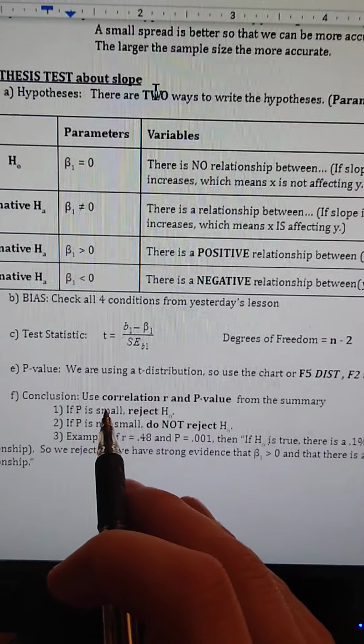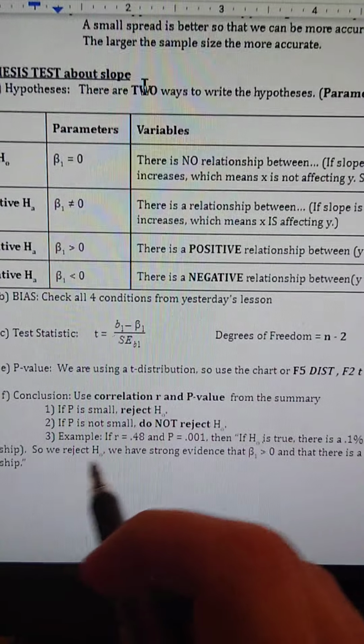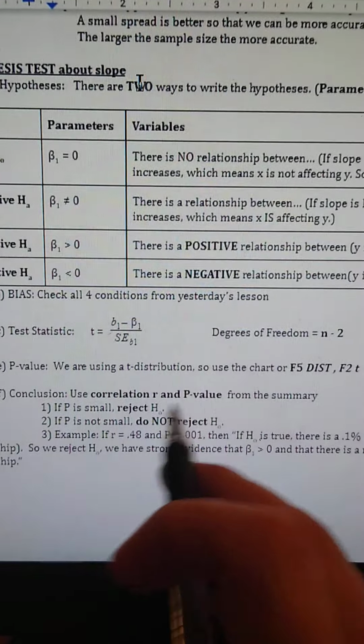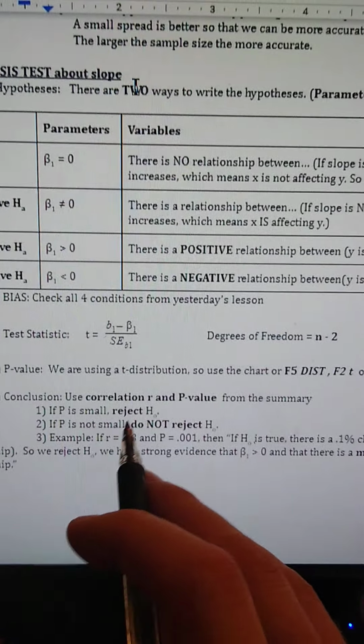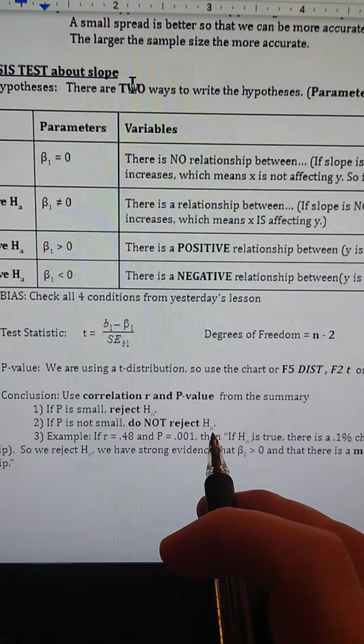So we have a conclusion. Use correlation r and the p-value from the summary. So we're going to be using both of these to write our conclusions. As always, if p is small, you reject H sub 0. If p is not small, do not reject H sub 0.